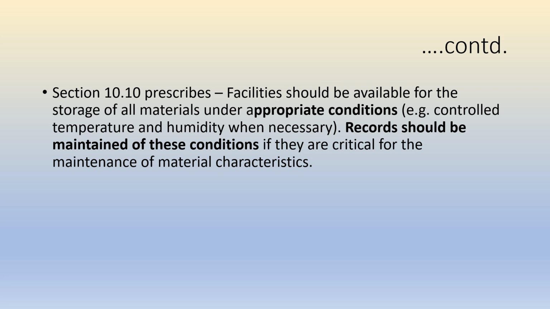Section 10.10 of ICH Q7 prescribes facilities should be available for the storage of all materials under appropriate conditions. Example, control temperature and humidity when necessary. Records should be maintained of these conditions if they are critical for the maintenance of the material characteristics. Detailed, suitable facilities must be available for storage of different types of materials with appropriate storage temperature and humidity conditions with a pakka record.